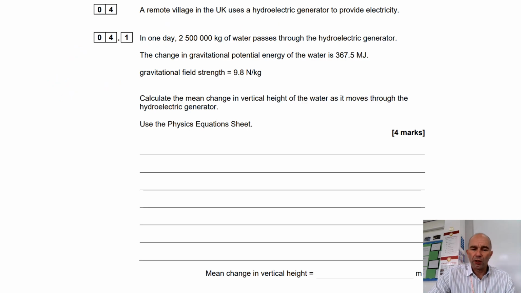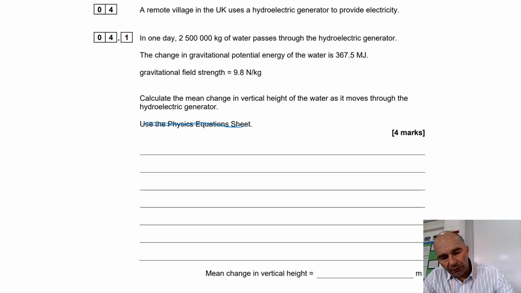Okay, question 4. We've got a remote village in the UK that uses a hydroelectric generator to provide electricity. So in one day, 2,500,000 kilograms of water passes through the hydroelectric generator. The change in gravitational potential energy of the water is 367.5 megajoules, and we're given gravitational field strength. So we need to calculate the mean change in vertical height of the water as it moves through the hydroelectric generator. Now it's saying here that we need to use the physics equation sheet.